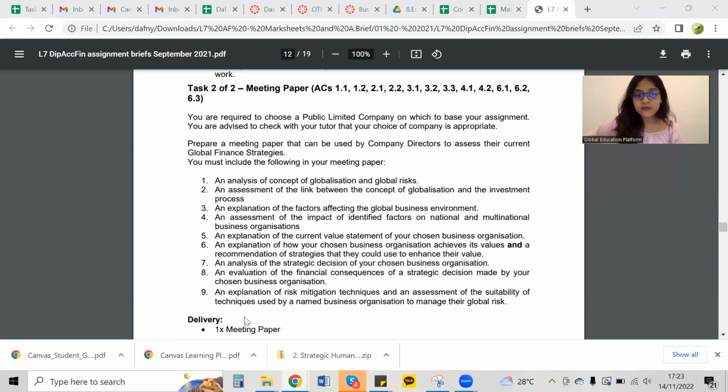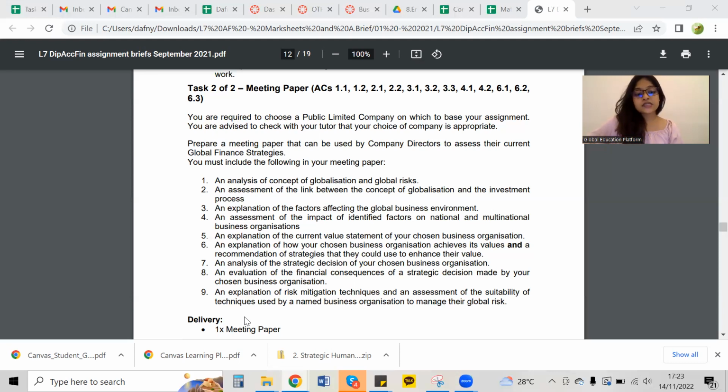Then point number 8, an evaluation of the financial consequences of the strategic decision made by your chosen organization. So now that you've come up with strategic decisions which will enhance your values, and you've also analyzed it based on understanding the pros and cons, now you are going to understand the financial consequences. How feasible is this? How financially feasible is it? If there are any consequences, if there are any barriers, so you are going to evaluate what sort of barriers it could be and what could be done, right?